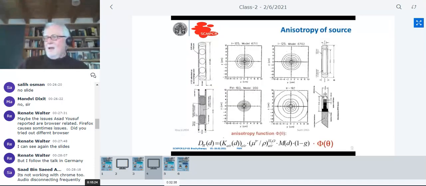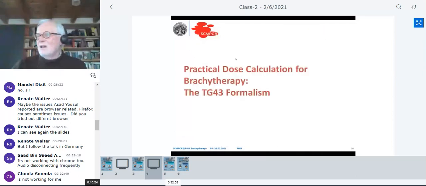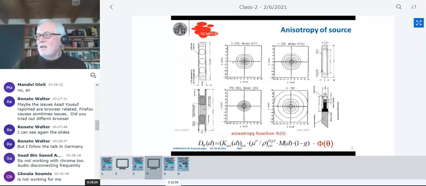Something I haven't shown yet is another fact that you have to correct for, which is the anisotropy of the source. The radiation is not emitted isotropically.